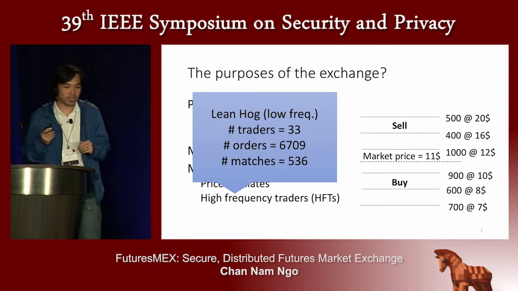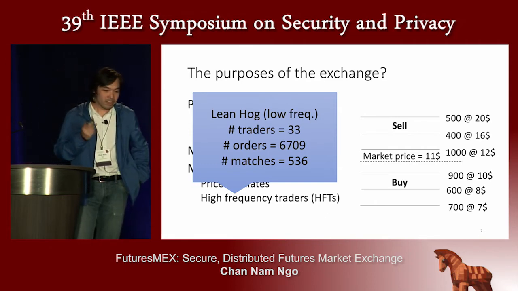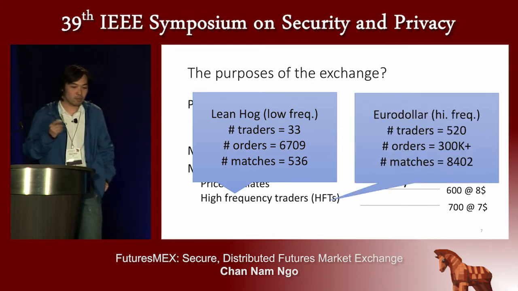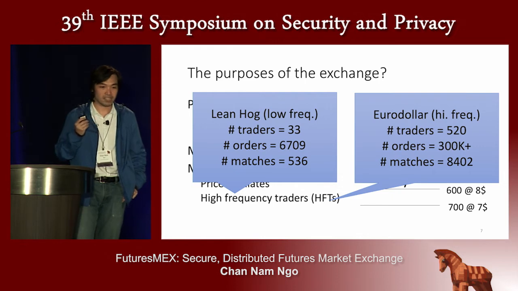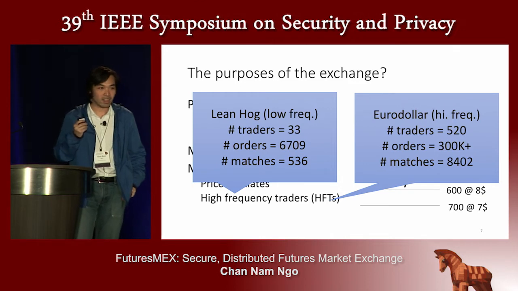So if we look at the real data that we obtain from the CME, even for a low-frequency market like the Lean Hog futures, the number of orders is 6,000, but the actual matches are only 500. It is even more severe in high-frequency markets like the euro-dollar, where the number of orders is more than 300,000, but the actual matches are only 8,000.